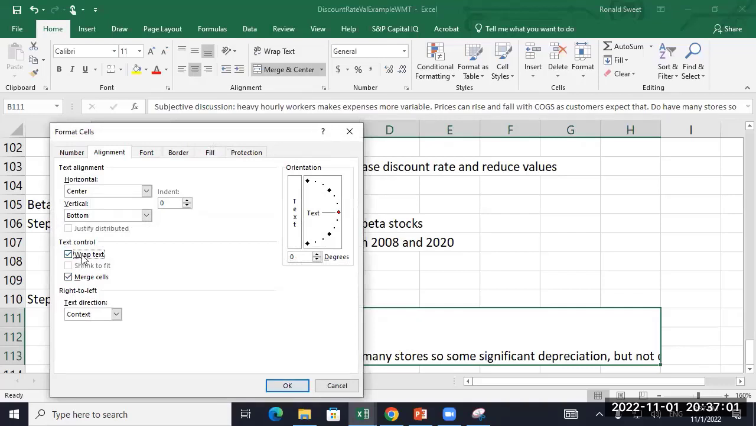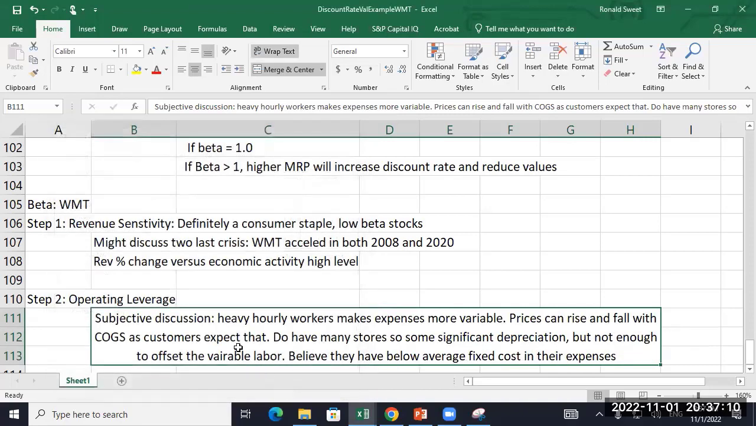Is there a key for wrap text? They know, it's Control Alt HMC. HMC? Yeah. You hit Control Alt and then HMC. Okay, I'll have to try it. Okay.